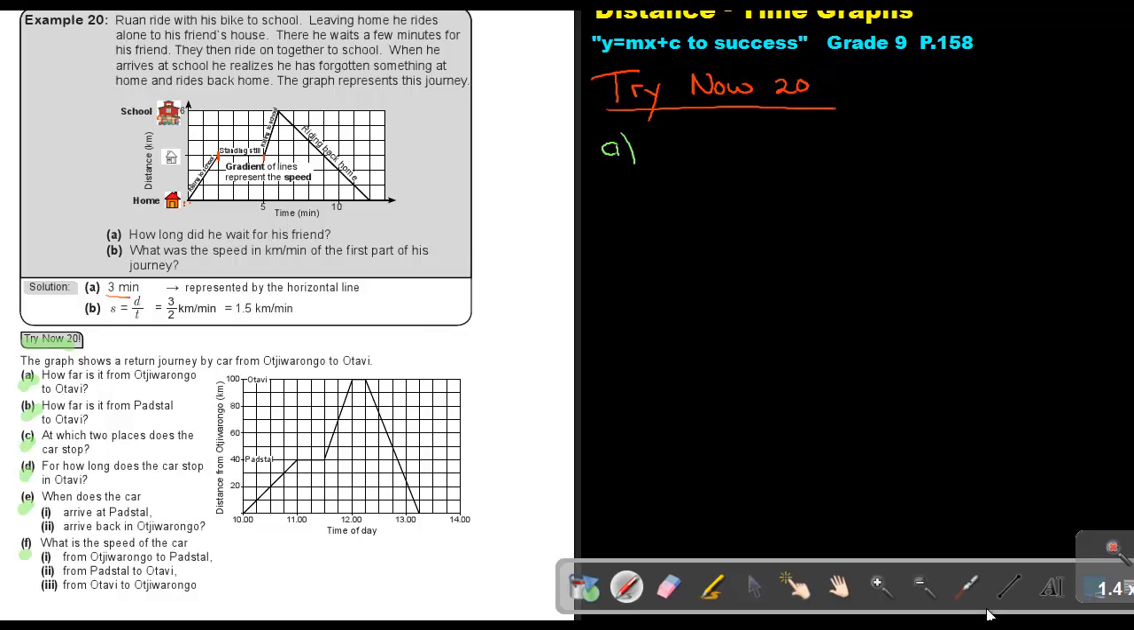The graph shows a journey by car from Otjiwarongo to Utawi. Basically, this is Otjiwarongo and this is Utawi. The time is the time of the day, so it's 10, 11, 12, 1 o'clock, 2 o'clock. Now, let's just find the scales. It's always good to first determine your scales. So that is 1 hour, and it's 1, 2, 3, 4. So what does it mean? 1 hour, which is 60 minutes, divided by 4, and that's 15 minutes. That means this is 15 minutes, this is 30 minutes, this is 45, and there's the 1 hour.